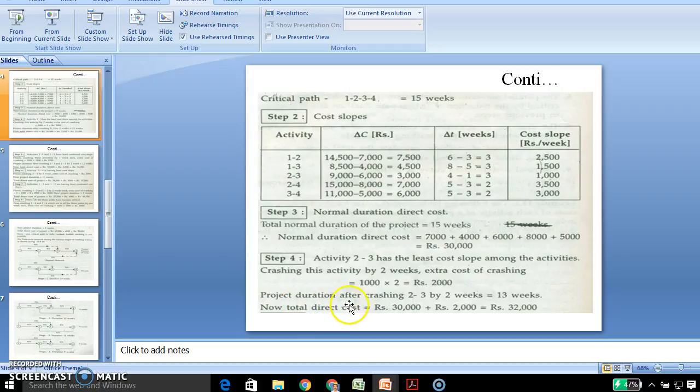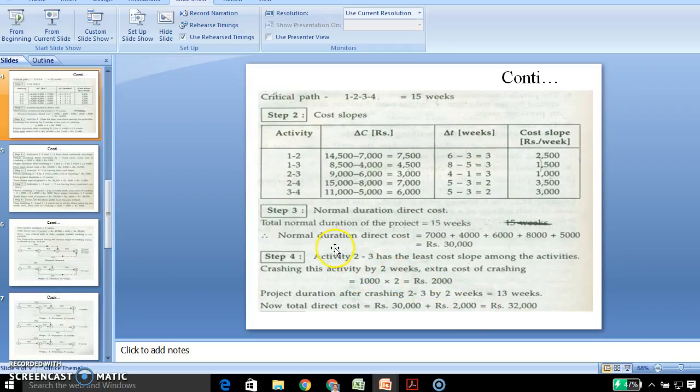Next we should find the project duration after crashing that activity by 2 weeks, which means we obtain 13 weeks. The total project duration of the critical path is 15 weeks. After crashing that activity, we should subtract the crashed weeks from the project duration, which means 15 minus 2, 13 weeks.